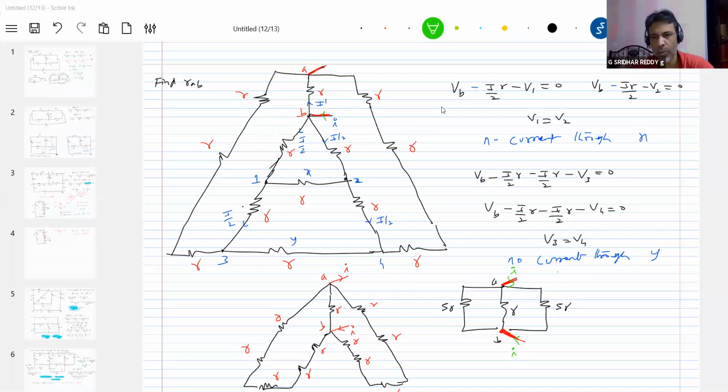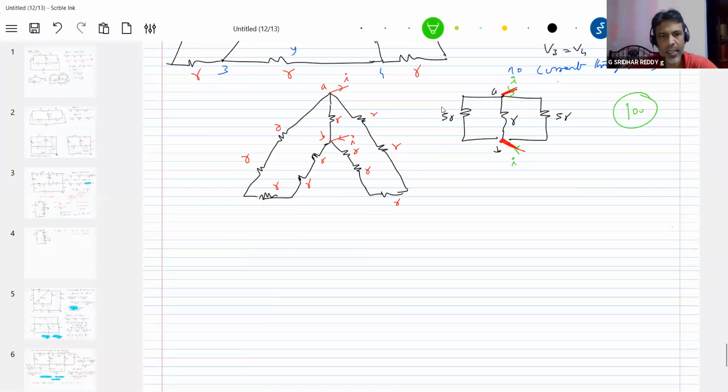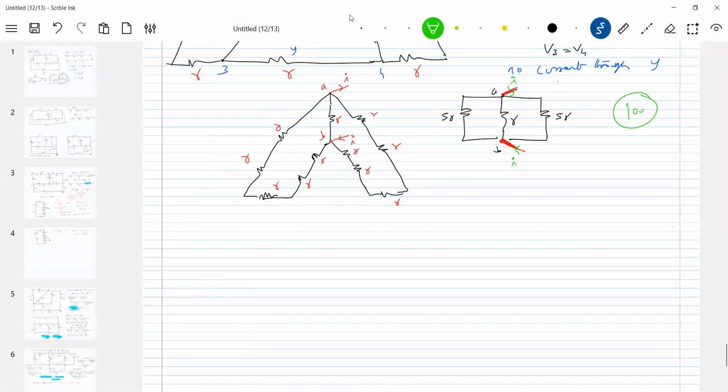You have more than 100 numericals, and all of those 100 numericals revolve around the same basic idea. I'll make that point and put it here. Sir, net resistance 5R by 7, yeah, 5R by 7.